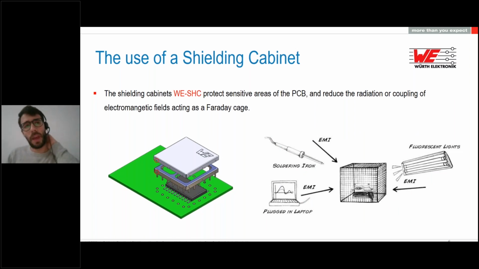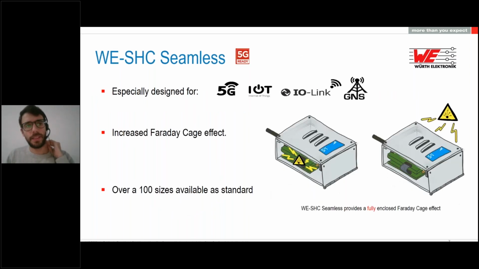So now we have this component that we released recently, the seamless shielding cabinet. What's the difference here? What's the innovation here? It's that we have a shielding cabinet that is completely closed. It's especially designed for use in high-speed signals and high-speed working frequencies.